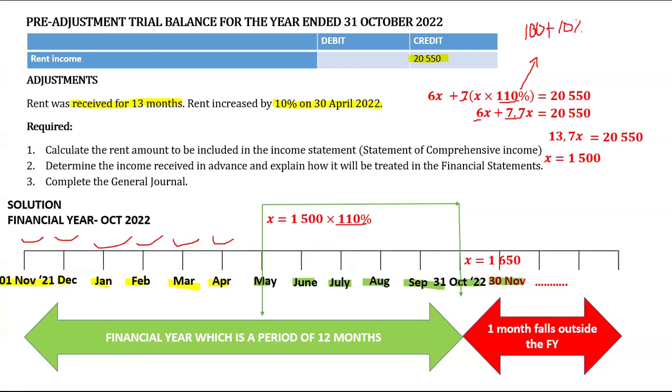That rent for November, we don't want it. It is included in that 20,550. So we need to take it out because it falls outside the financial year. We have received it, but we did not earn it.